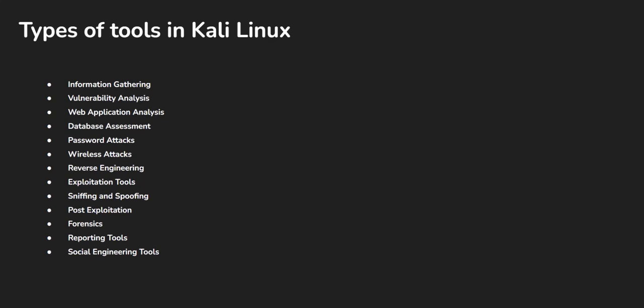So you can see on your screen right now, we have all the categories used in Kali Linux to make sure that the tools which can be used by security researchers, penetration testers, and security analysts are well categorized for them to use and to understand those tools. The first category of tools in Kali Linux is information gathering tools.